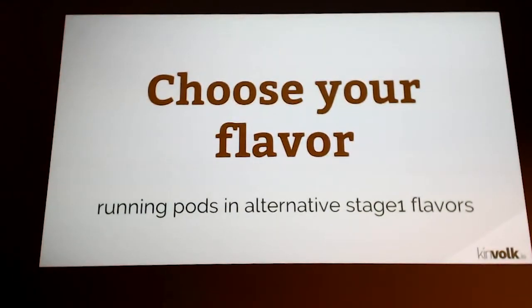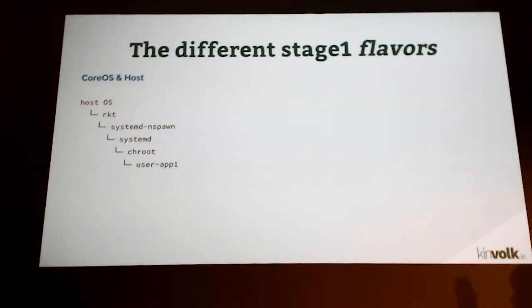Okay, so we call the different types of stage ones flavors. This is your general container, your CoreOS, and your host flavors. So the CoreOS flavor, when you build Rocket, the default build gives you an image. When you don't give it any parameters, your container will be set up in what we call a CoreOS image, because it's based on their images.